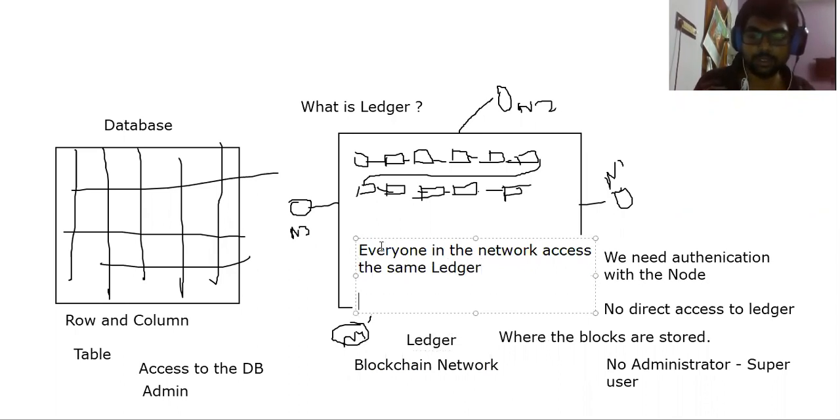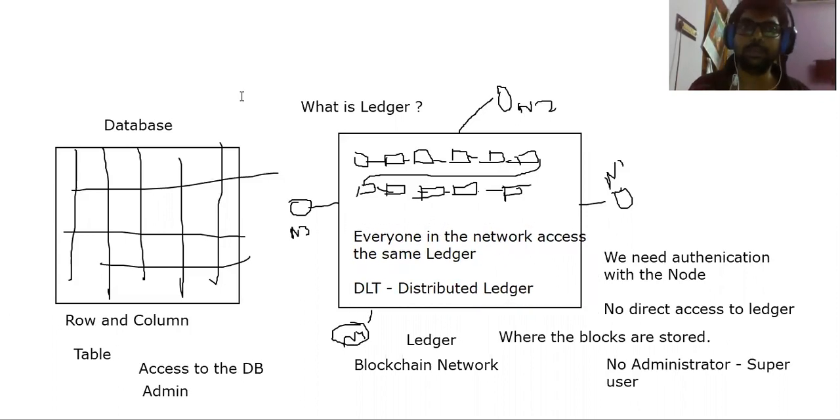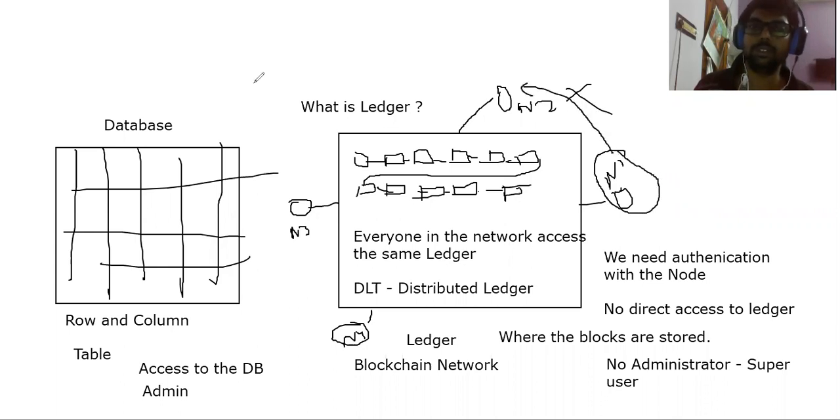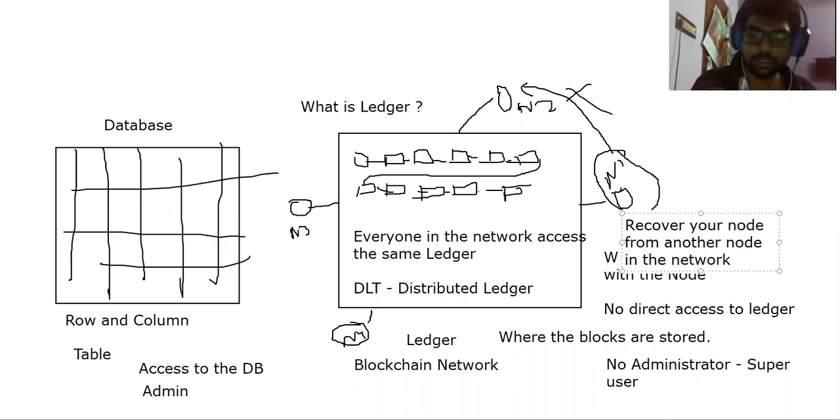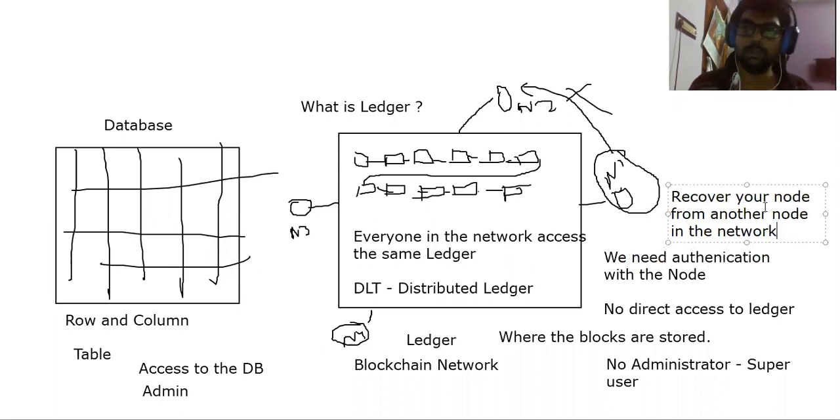So that is why it is called DLT, distributed ledger technology, because this ledger is distributed. What happens if one node fails in this network? You can sync up with another node. If this node fails, you can bring back the entire ledger from another node. You can recover your node from another node in the network. So this is how the blockchain network works.